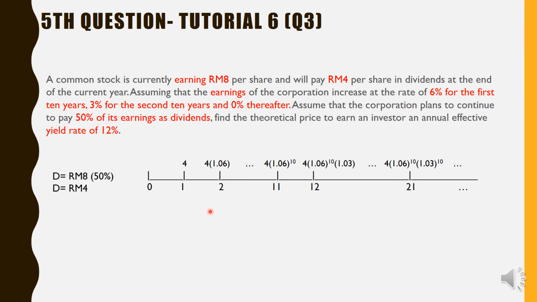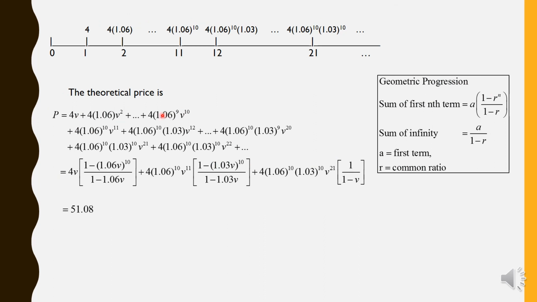So for this case, we cannot straight away apply the common stock formula because the growth rates for the first 10 years, second 10 years, and the remaining years are different. And we have to find the price of the stock when I equals 12%. So in this case, we are going to divide the equation into three parts, so it is easier to solve. At first, we write the sum of the first 10 terms plus the sum of the second 10 terms plus the sum of the remaining terms.